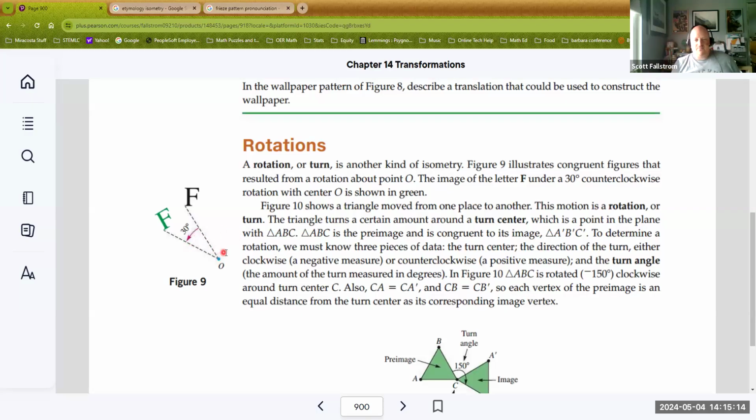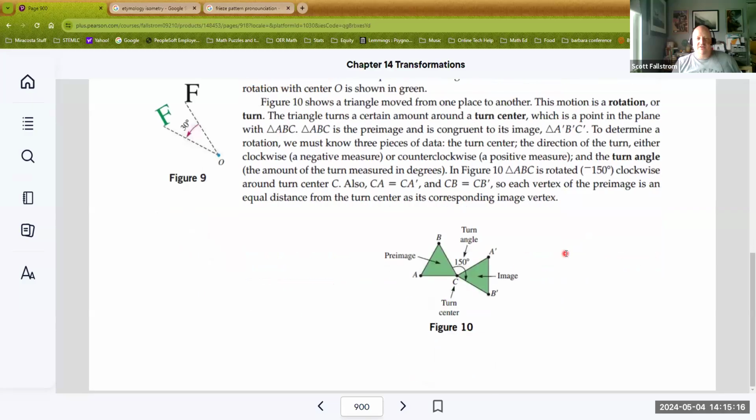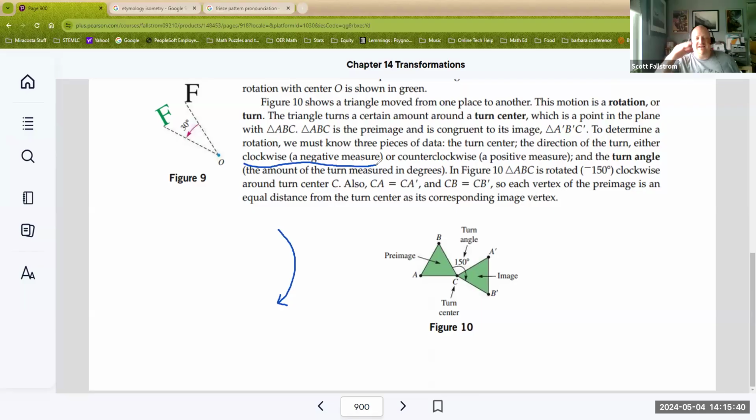So what we're going to do is we're going to say that a positive turn is counterclockwise and a negative turn is clockwise. So if you watch, if I did this kind of a turn, like this direction, that's clockwise. So that would be a negative number. So if I moved 90 degrees, then it would be negative 90 degrees is what I would write down.